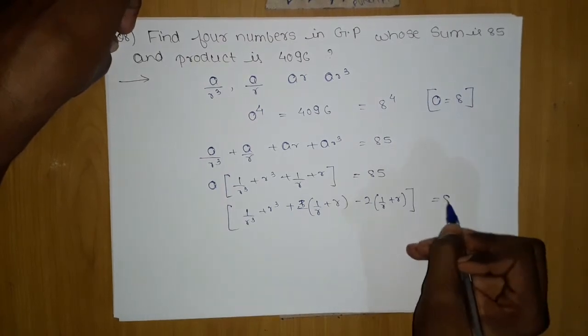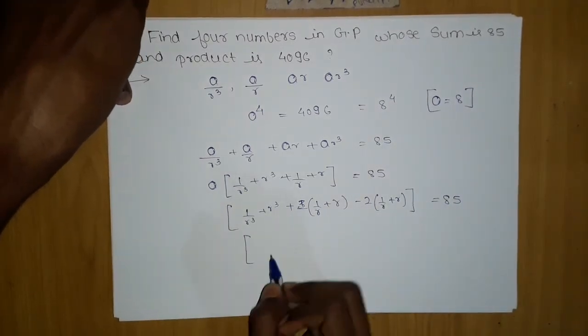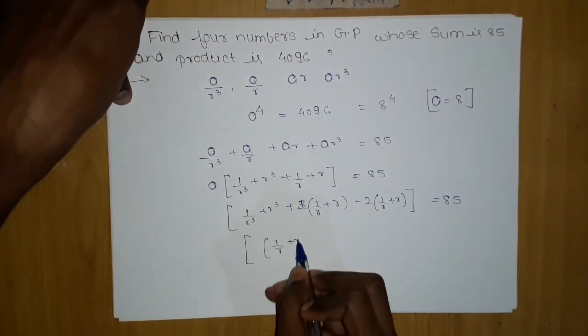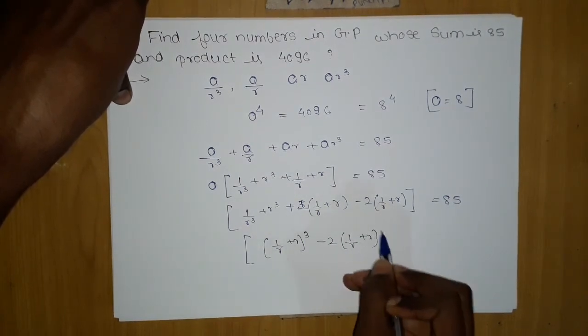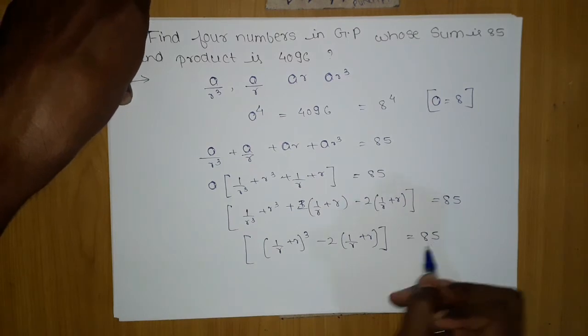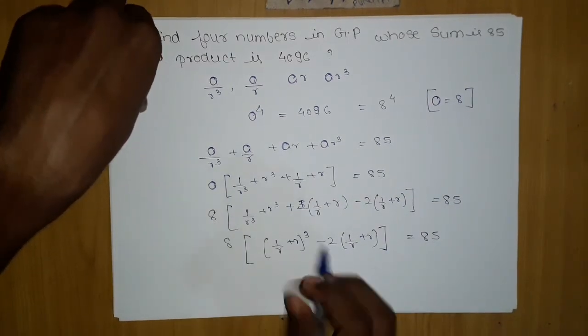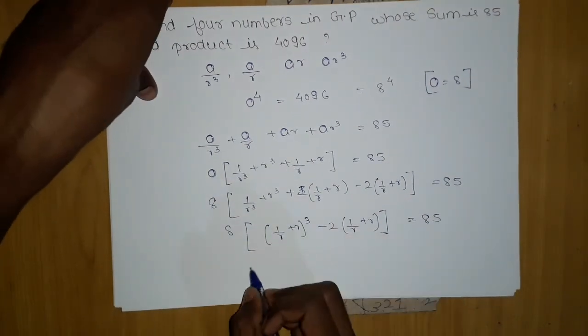Then it should be equal to 85. Then what we get is (1/r + r) the whole cube minus 2(1/r + r) should be equal to 85, where this 8 is a. So if I multiply it, what do I get?